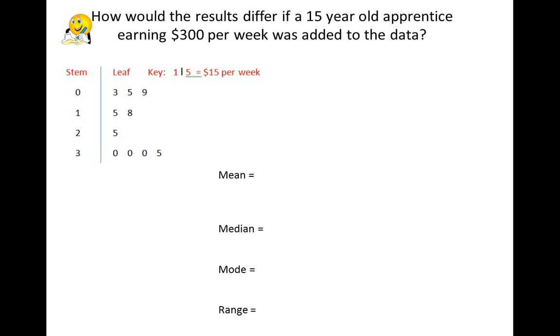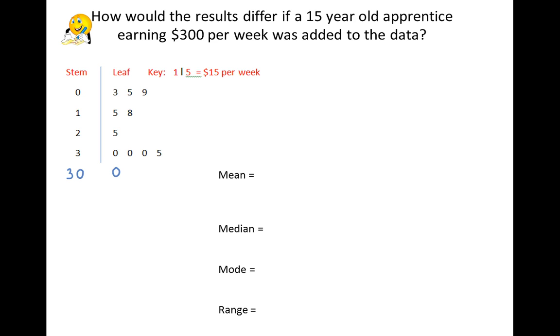So we have the same stem and leaf plot as before, but we've got one new piece of data being added, and that's 300, which we can write like this at the bottom of our stem and leaf plot, representing $300. So we're going to go off and find the mean, the median, the mode, the range again, and have a look at how these results have differed.